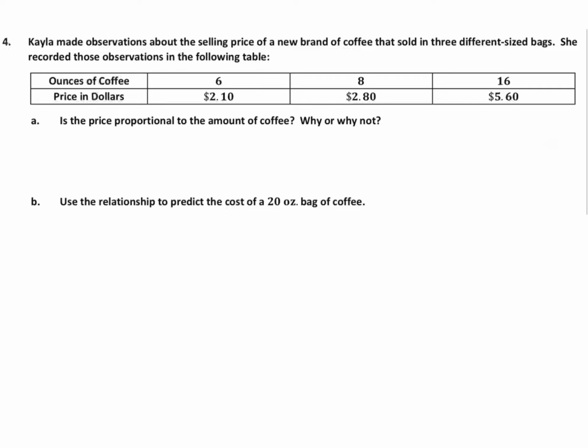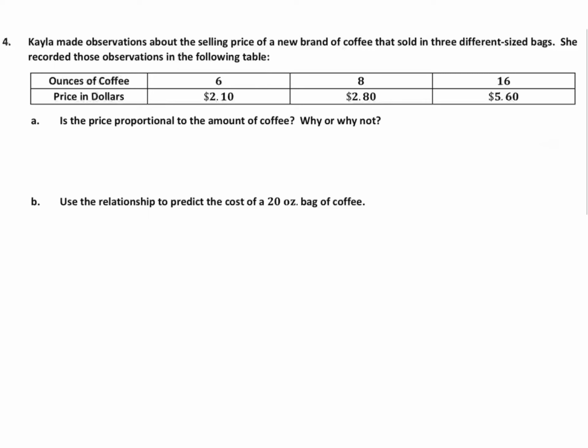Kayla made observations about the selling price of a new brand of coffee that sold in 3 different size bags. She recorded those observations in the following table. Is the price proportional to the amount of coffee? Why or why not? Remember, when looking at rates, we do the cost per item.